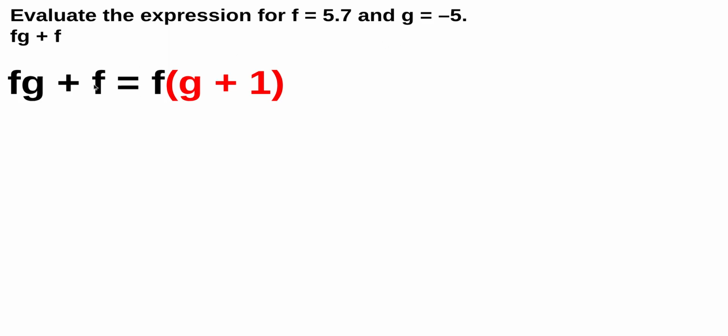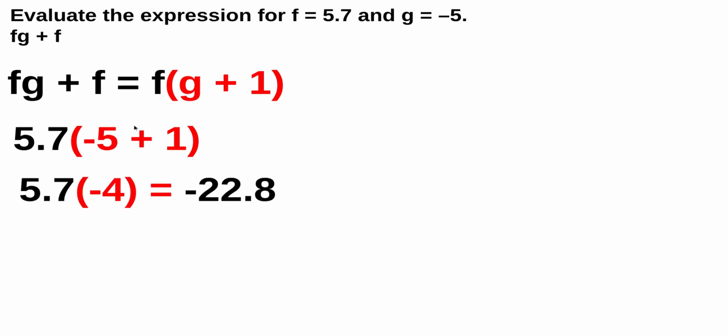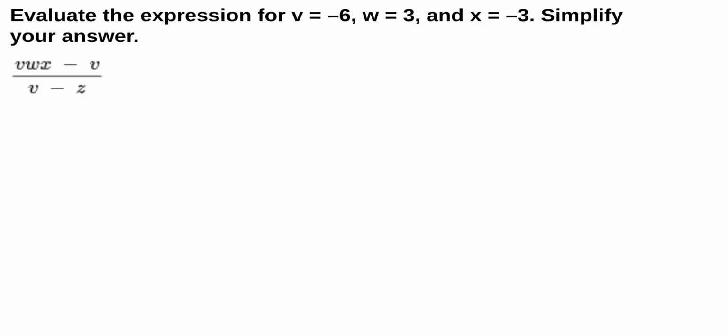Because when we divide each term by f, fg divided by f is just g, and f divided by f is 1. That goes here, the simplified term, and the f goes out here. We're going to focus more on this later on. Now, plug in 5.7 and negative 5 for the expression. We can easily tell that this, here in the parentheses, by PEMDAS, is going to be equal to negative 4, and 5.7 times negative 4 is equal to negative 22.8.